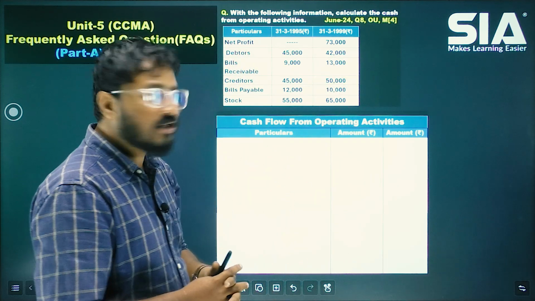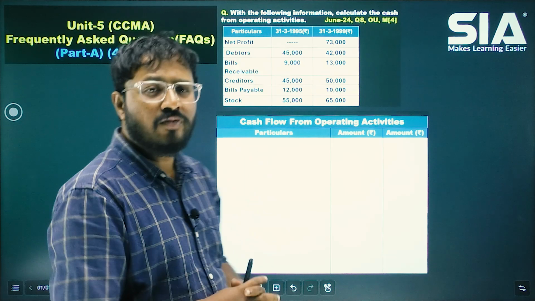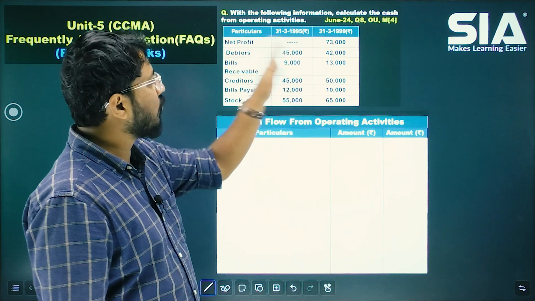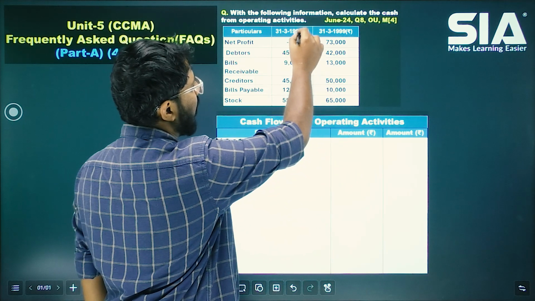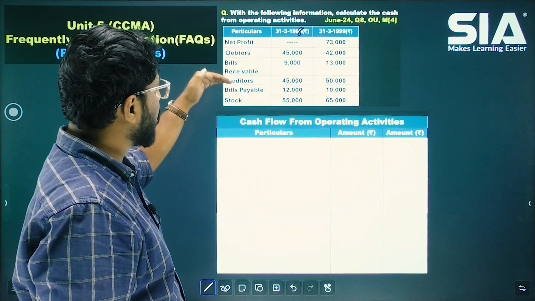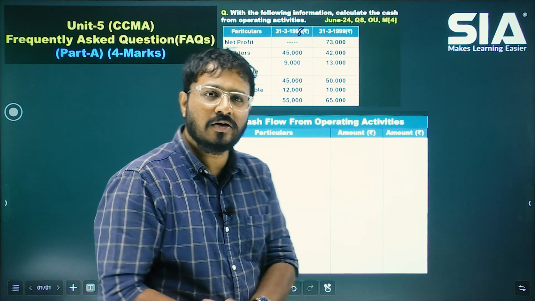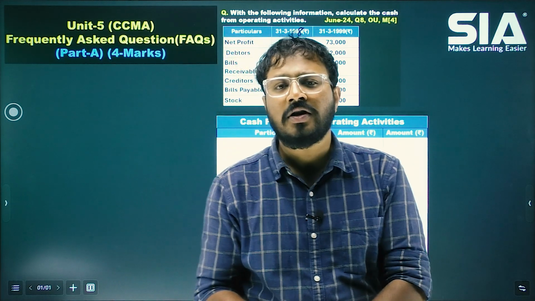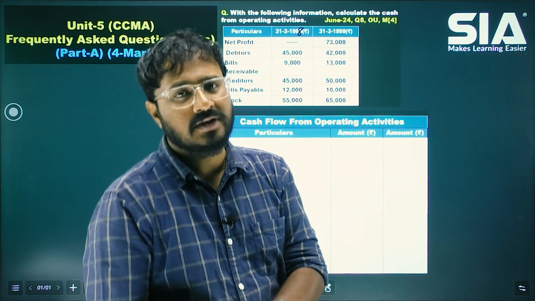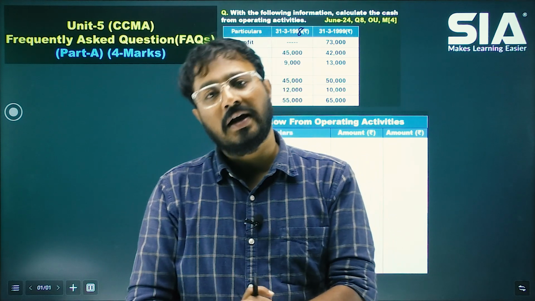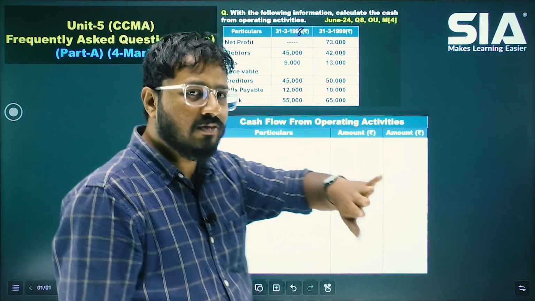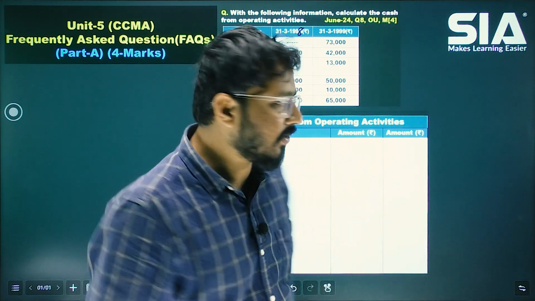With the following information, calculate the cash flow from operating activities. You have been given information for 2 years. Net profit is given, along with debtors, bills receivable, creditors, bills payable, and stock, with opening and closing balances. With this information we are required to calculate cash flow from operating activities. We're going to solve this using the indirect method, because whenever information of net profit is available, we can go with the indirect method.